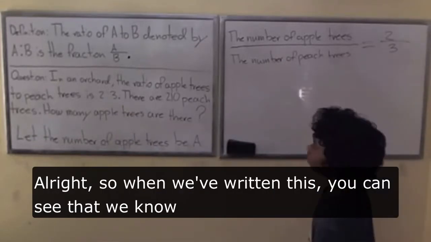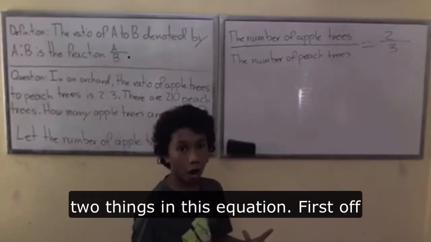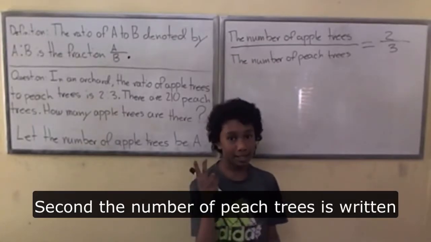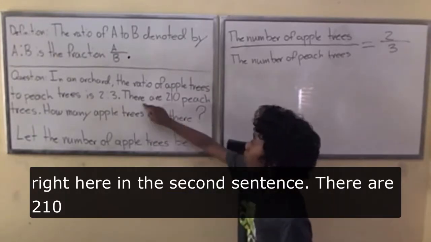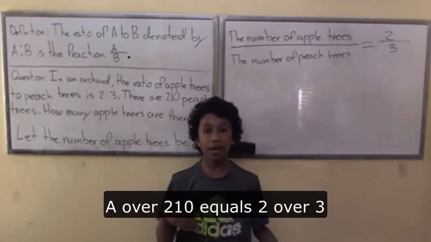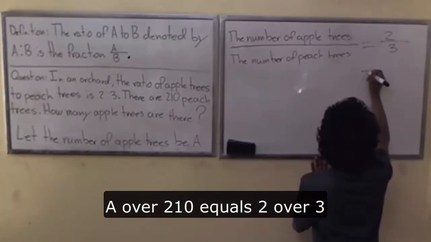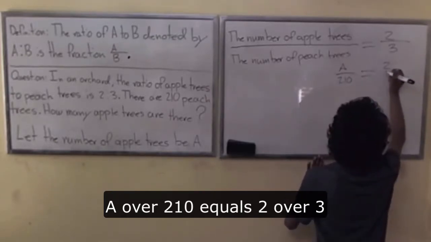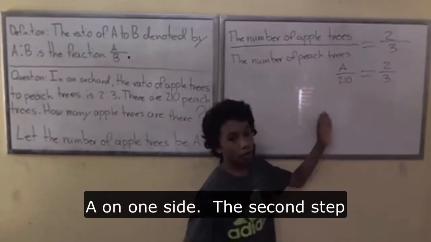Alright, so when we've written this, you can see that we know two things in this equation. First off is that the number of apple trees is being represented by A. Second, the number of peach trees is written right here in the second sentence. There are 210 peach trees, so we know that. Now we just need to write A over 210 equals 2 over 3. Alright, and now we can just proceed to getting A on one side.